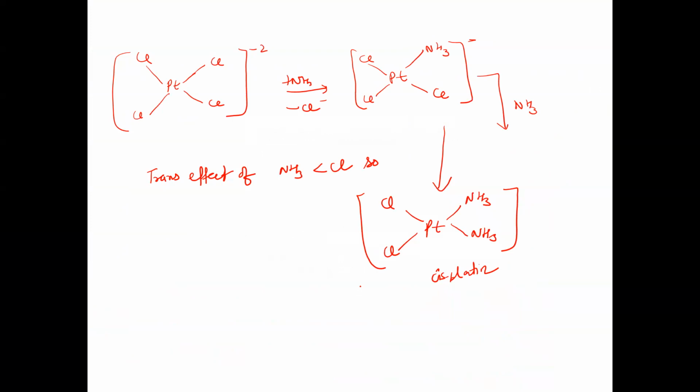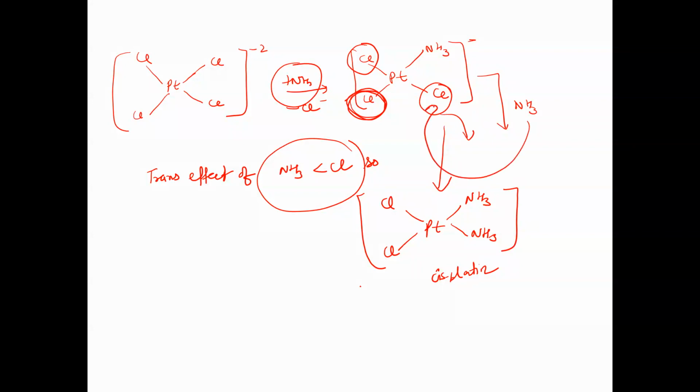Since the trans effect of chloride is more than ammonia, first the ammonia ligand will be attached here, right? But in case of the second step, this chloride and this chloride, the trans effect of chloride will be more, so that's why this ligand will be departed and the incoming ammonia ligand will displace it here. So you can see they are cis to each other, so cisplatin formation will be there.